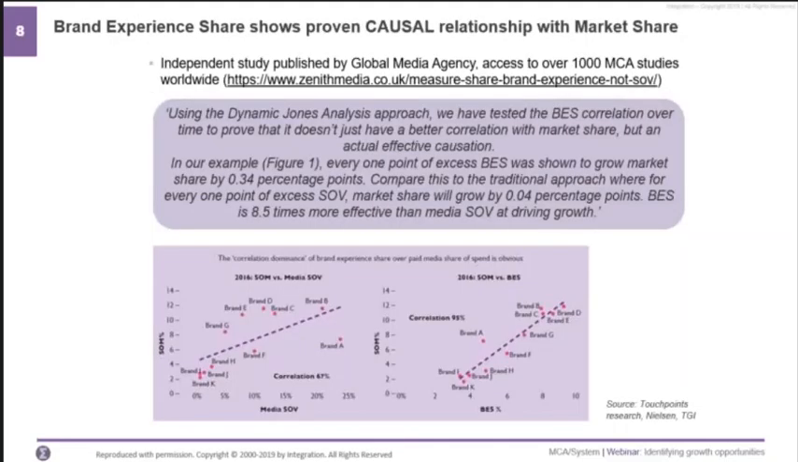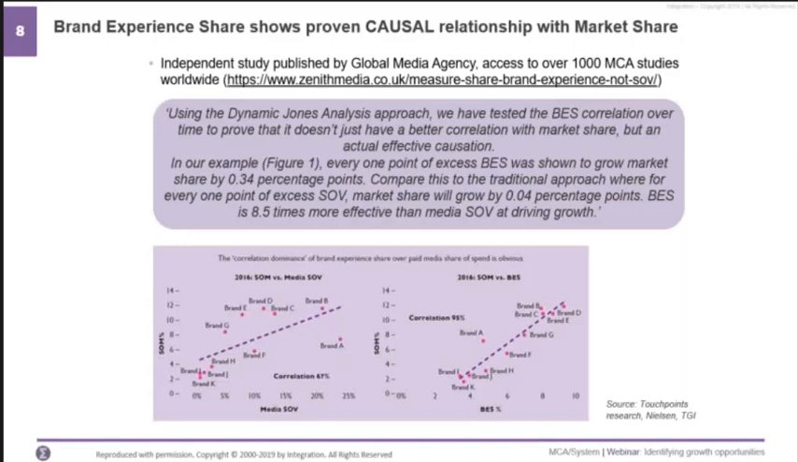And most importantly, there's a causal relationship. So meaning, if brand experience share increases, it is likely that in the following period, you will see a growth in market share. So in other words, it's an indicator that is telling you what is going to happen in the future. It's an early warning indicator, which is the most valuable thing in any management process.